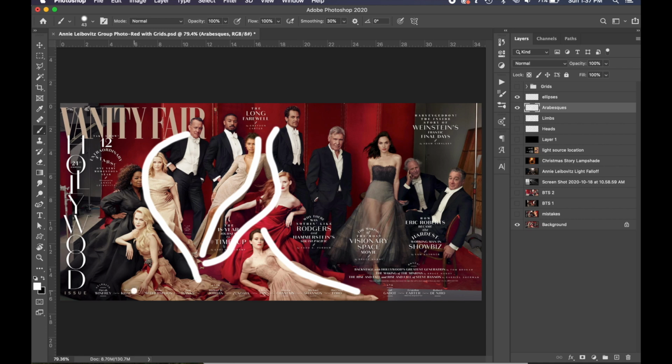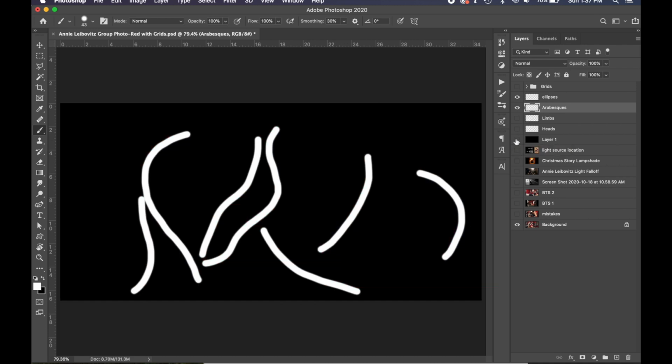This arm's curling around. Where is it going to go? It's just going to go back up to here. This one comes down. His arm has a kind of curving shape here. Very nice. So those are all the arabesques, and that creates unity of movement as well.